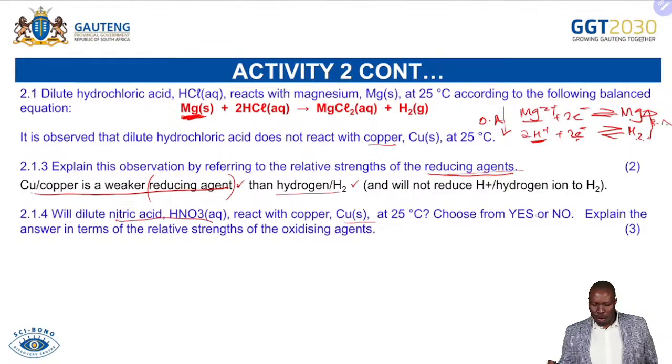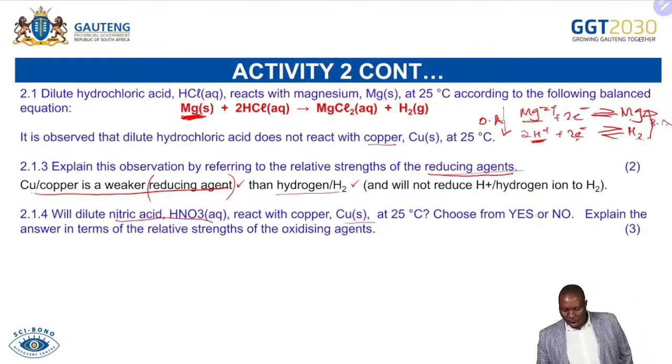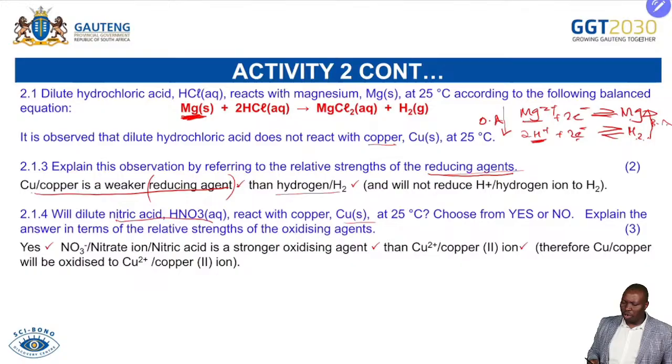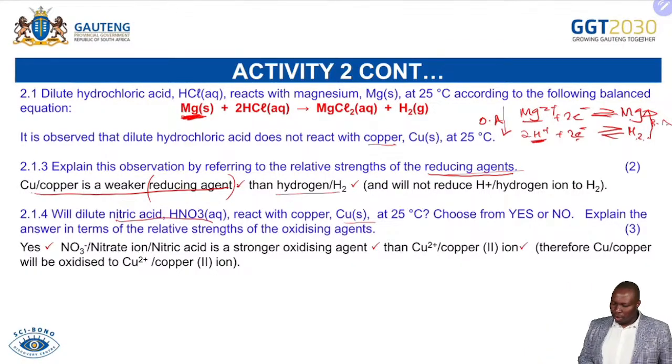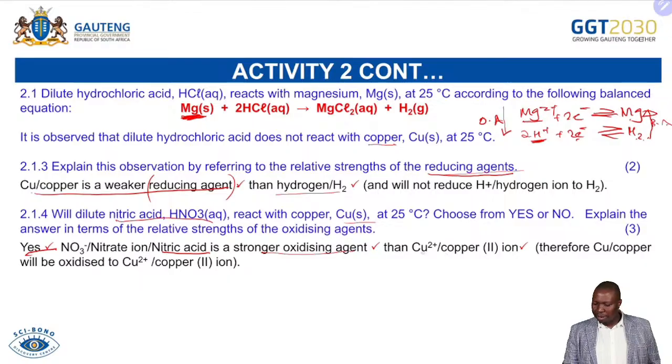Choose from yes or no and explain the answer in terms of relative strength of oxidizing agent. You see this thing of relative strength of oxidizing and reducing agent, definitely you will need to have that information and you are able to say yes. Why is it a yes? Because your nitric acid is a stronger oxidizing agent than copper 2+.